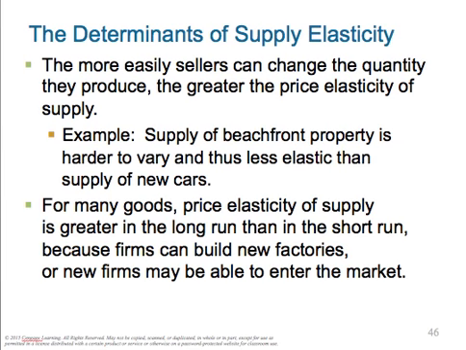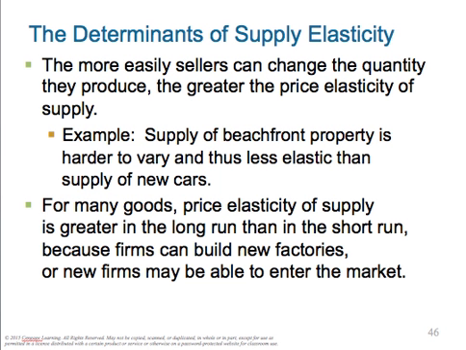So the determinants of supply elasticity. The more easily sellers can change the quantity they produce, the greater the price elasticity of supply. An example, supply of beachfront property is harder to vary, thus less elastic than the supply of new cars. There's only so much beachfront property available. However, you can make a lot of new cars. That's limitless.